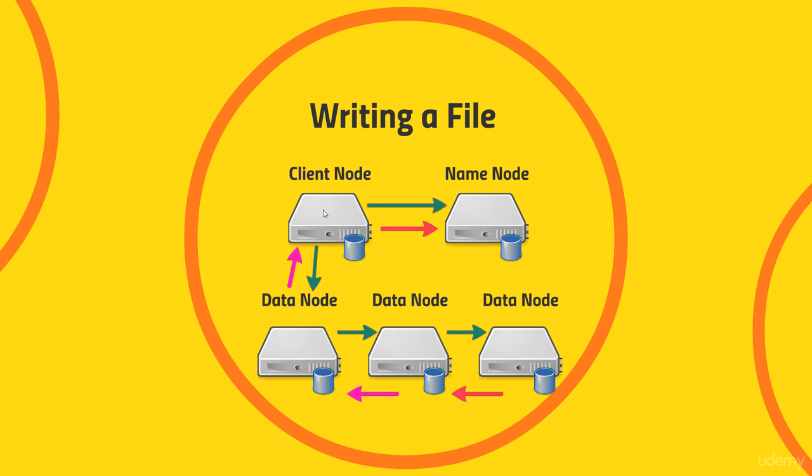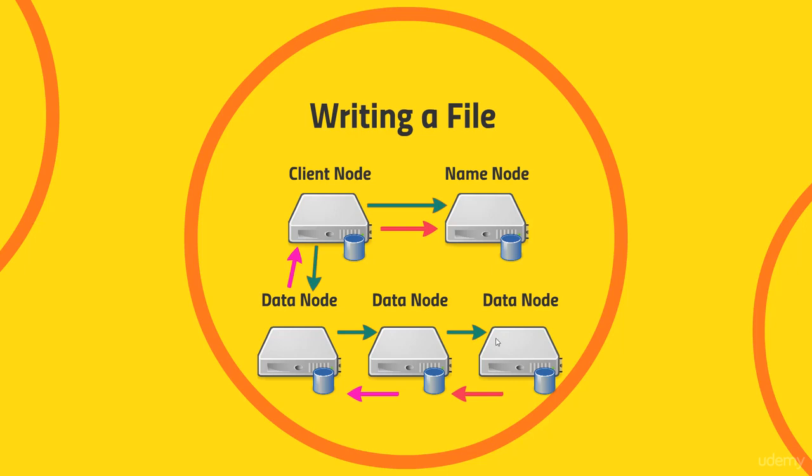And your client node will then say, okay, Mr. Data Node, talk to a single data node and say, here's my data, here's my file. And your data nodes will then talk to each other to actually replicate those blocks across multiple nodes. So that information from the name node comes back through the client node down to the data nodes, where the data nodes then talk to each other.